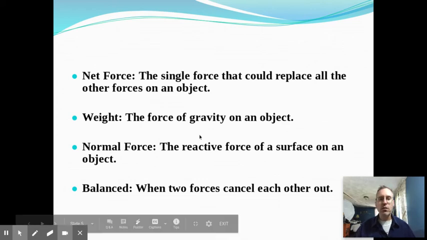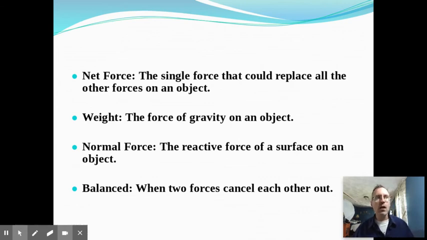So in other words, if you have a net force of zero on an object, that doesn't mean you necessarily have no forces on an object. It just means that all the forces on the object cancel each other out. Okay, so the net force is zero, or the forces are said to be balanced. Okay, and those are those concepts.